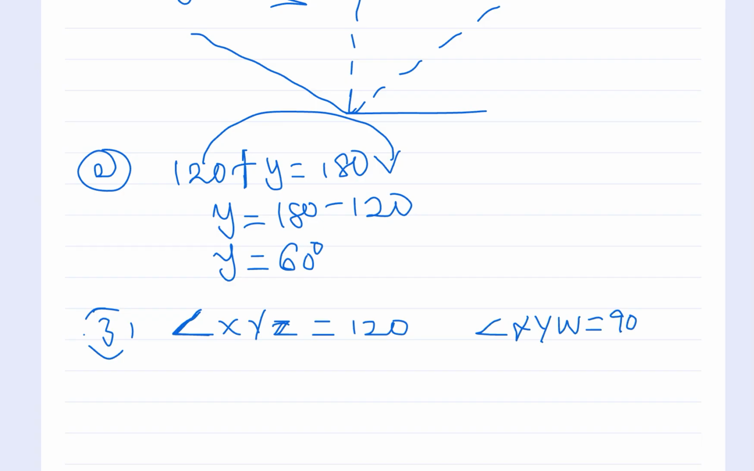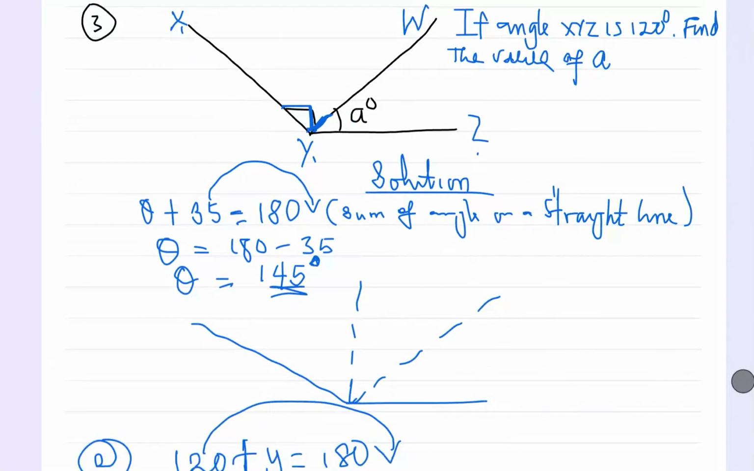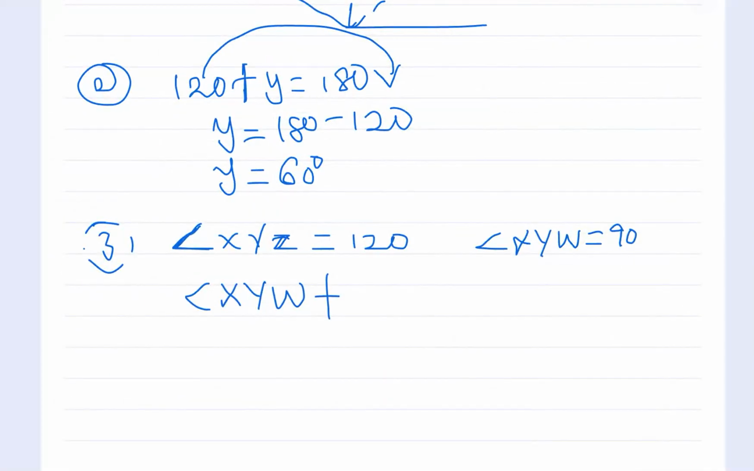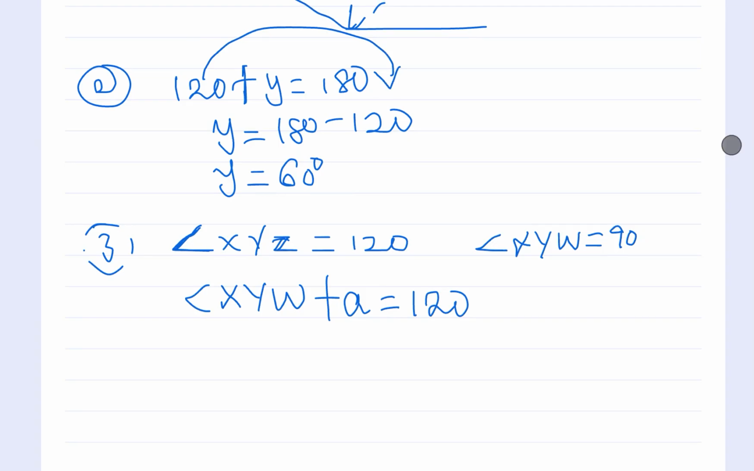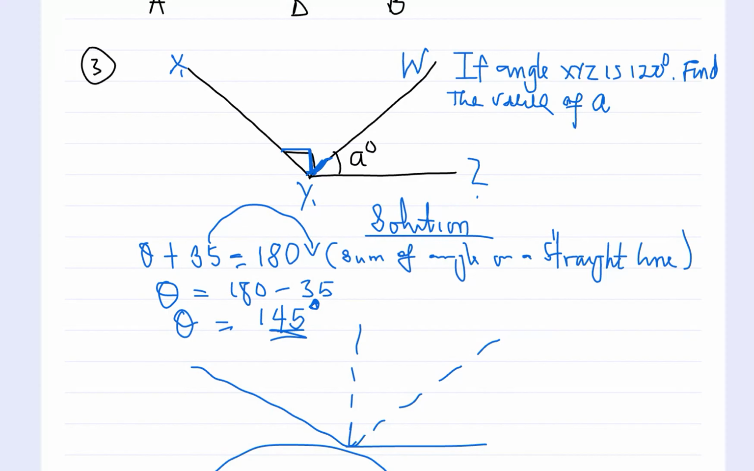So that is what you are going to do now. You are going to say that angle XYW plus your A, which you are looking for, are all equal to 120. Do you understand what I'm trying to do there? They already gave you the sum here.